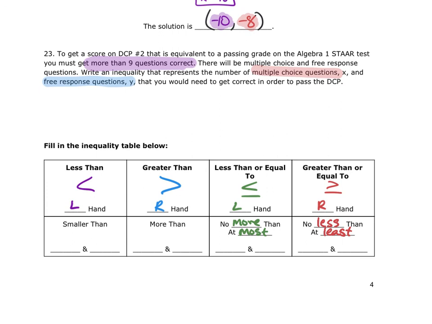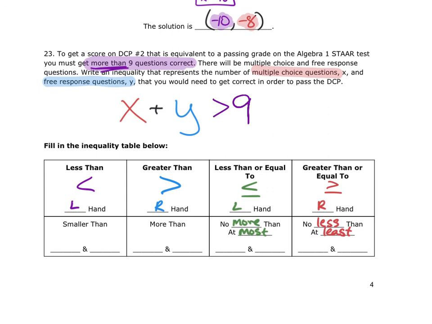That's enough information to answer number 23. So remember, we saw the phrase more than 9 questions. More than is a greater than sign, which means if I add up the multiple choice questions and the free response questions, that needs to be more than 9 questions in order to get a similarly passing score on the Algebra 1 STAR test. More than is greater than.